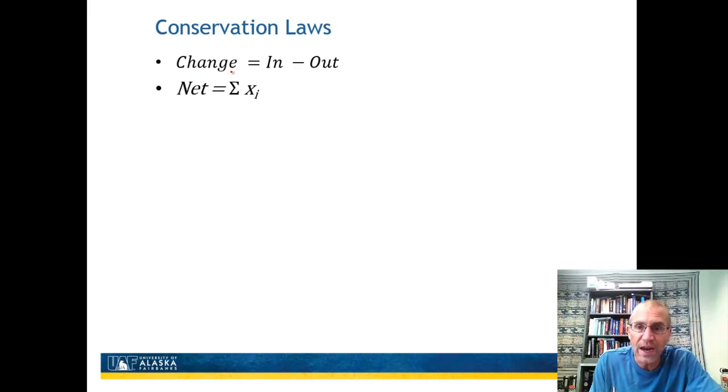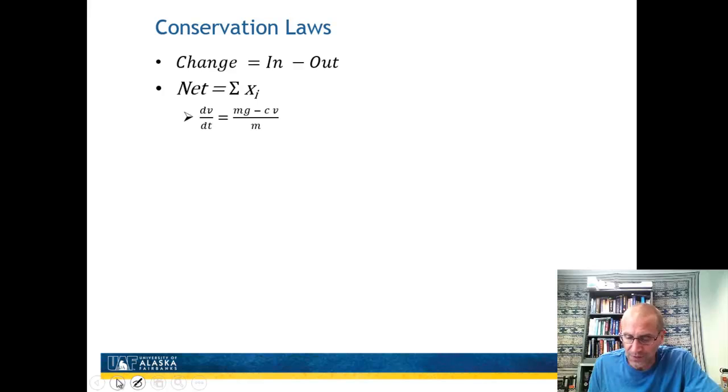We might say that the change is whatever goes in minus out. So I can think of a bank account. The change in money is the money you put in minus the money you take out. Or we might say the net of some values is equal to the summation of them all. So for example, force balance, right? We might say the net force is the summation of all the forces in some particular direction. So those are both examples of general conservation laws.